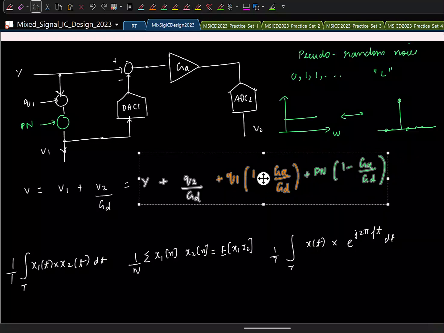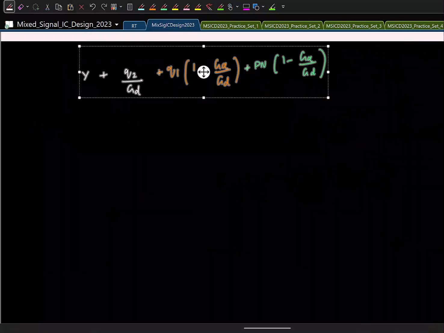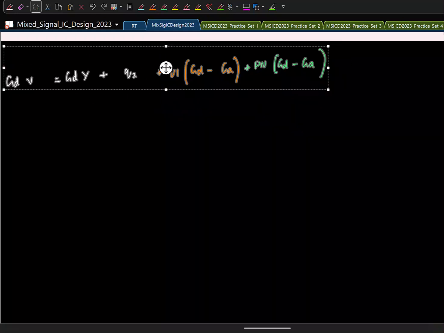Let me copy this. So this is my output. Good. Let's say I multiply this by GD, because I don't want to divide; multiplication is easier. So let's say I multiply everywhere by GD. So this becomes GD minus GA, and this also becomes GD minus GA. Fine. So now I want to find the correlation of this with the PN sequence.